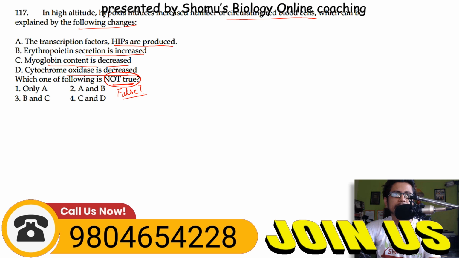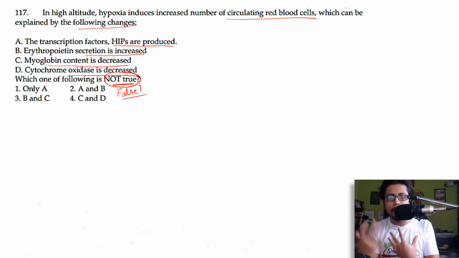The transcription factor HIFs. Now the thing is here, normally hypoxia means our body is lacking oxygen, there is a higher oxygen demand of the body, and we are not supplying the same amount of oxygen to the body cells. So in hypoxia we need to produce more and more red blood cells. Erythropoietin is the protein which influences erythropoiesis, that is red blood cell production, and that should be increased. So this is a true statement.